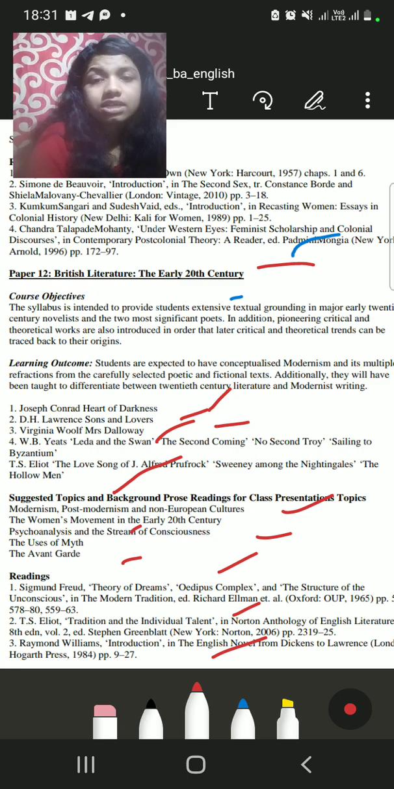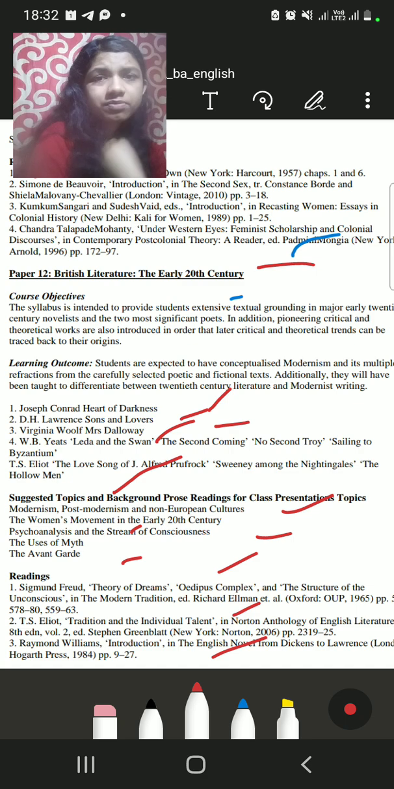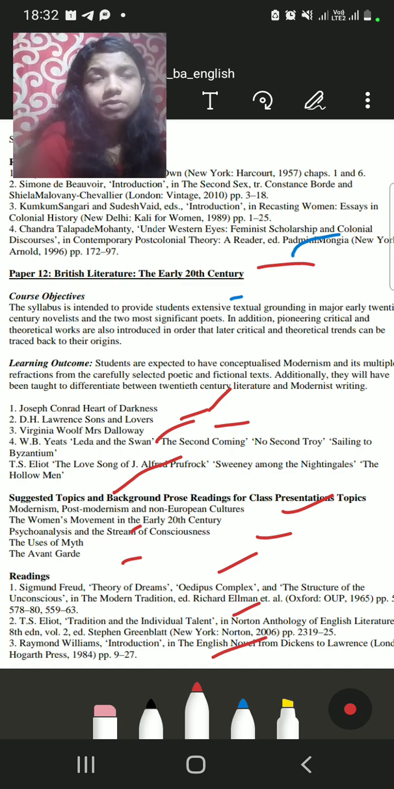Then there's W.B. Yeats, Leda and the Swan. These are poetry. Yeats is one of the most important Irish poets. In Irish rationalism three names are most important. Remember, Lady Gregory, W.B. Yeats and J.M. Synge. W.B. Yeats had won the Nobel Prize in 1923. So his poetry is The Second Coming, No Second Troy, Sailing to Byzantium, will everything deal with in detail so that you'll be understanding it.